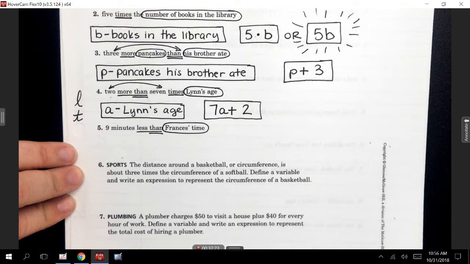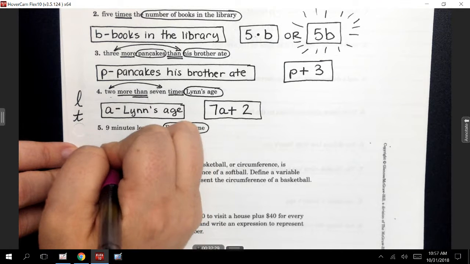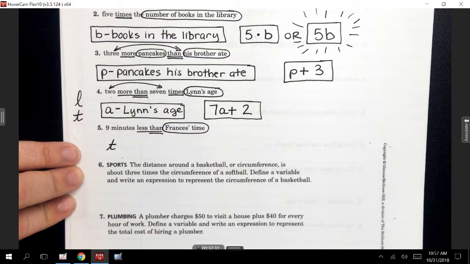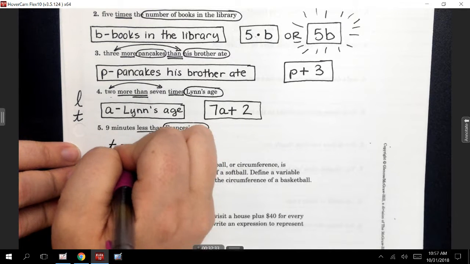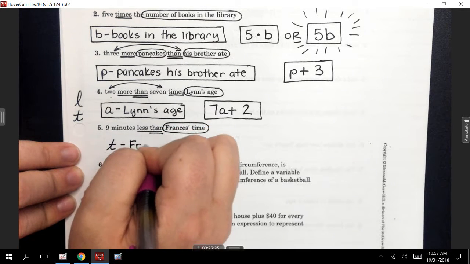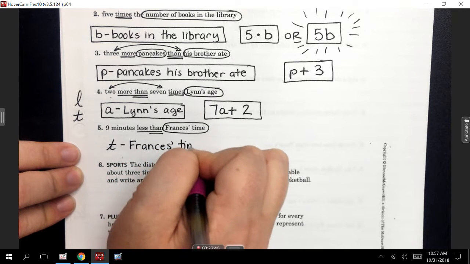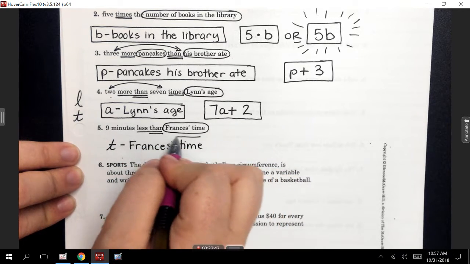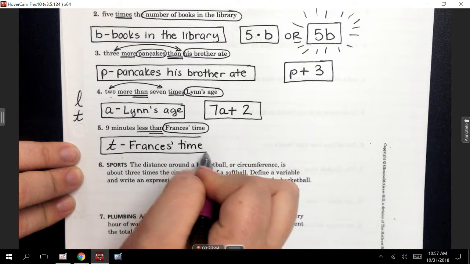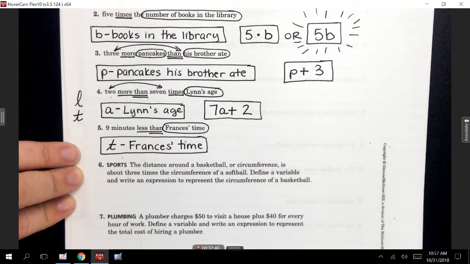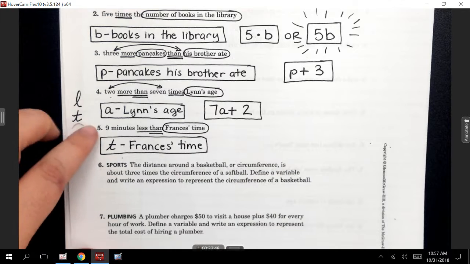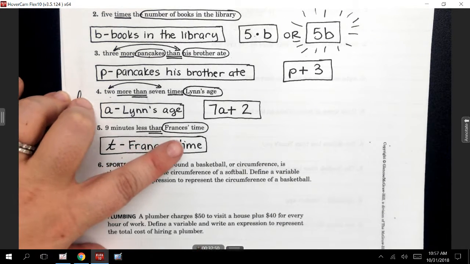We could use F. We could use T. Just make sure, remember when we do that, we want to write it lowercase, okay? I'm going to use T just so I can practice with that cursive T. All right, and I'm going to say T means France's time. Okay. Are there any questions on how I'm picking that? Any questions?